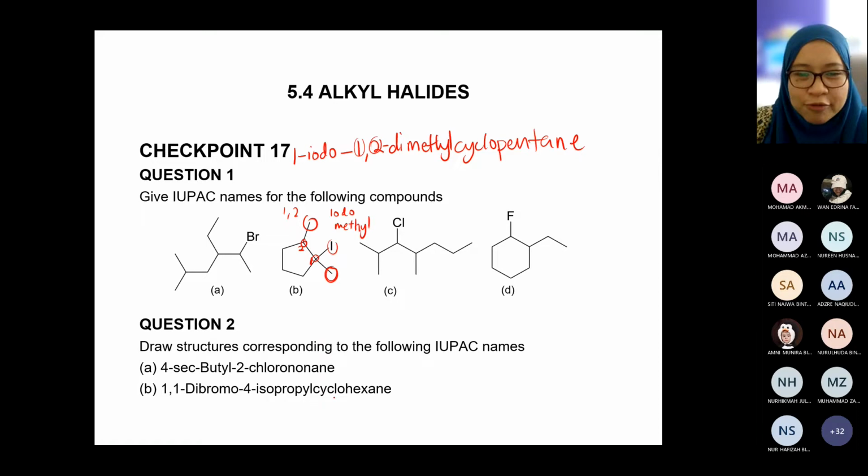Okay, isopropyl cyclohexane. Cyclohexane. That means it must be cyclic lah. Okay, 1, 2. Okay, buat cantik sila. 1, 2, 3, 4, 5, 6. Cyclohexane. So kita ada isopropyl dekat carbon number 4. Let's start from here. 1, 2, 3, 4.